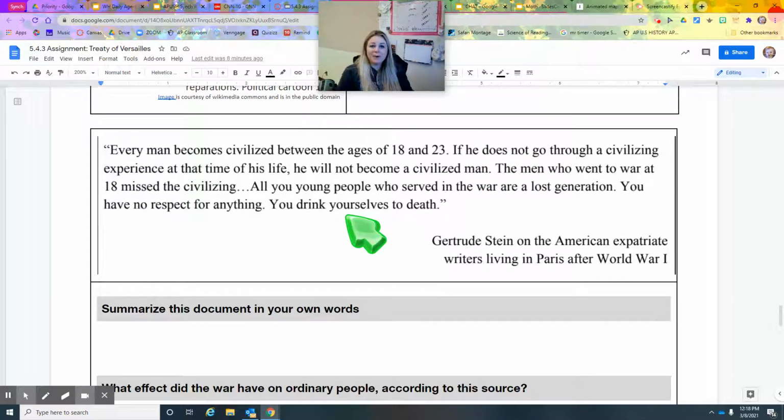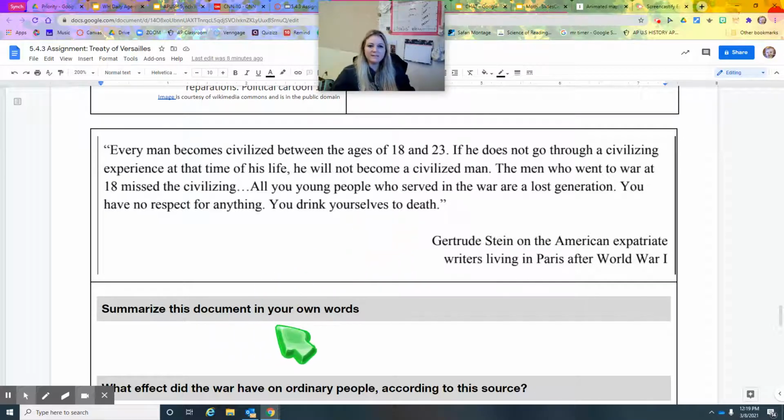All right, let's look at this part of the document. Every man becomes civilized between the ages of 18 and 23. If he does not go through a civilizing experience at this part of his life, he will not become a civilized person or civilized man. The men who went to war at 18 missed the civilizing. All you young people who served in the war are a lost generation. You have no respect for anything. You drink yourselves to death. Gertrude Stein on the American expatriate writers living in Paris after World War I.